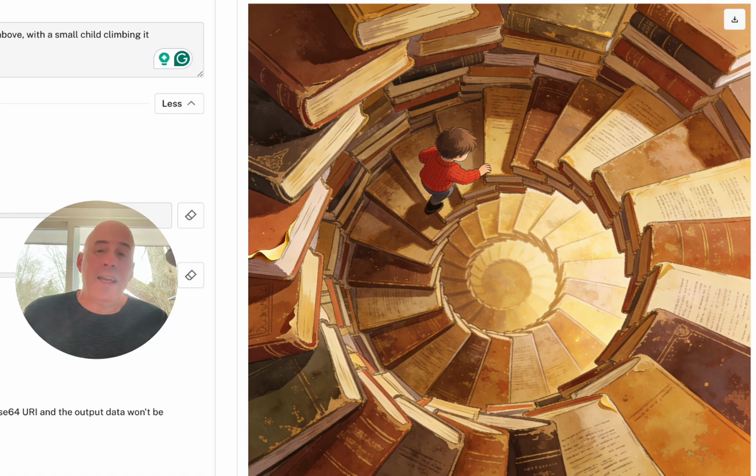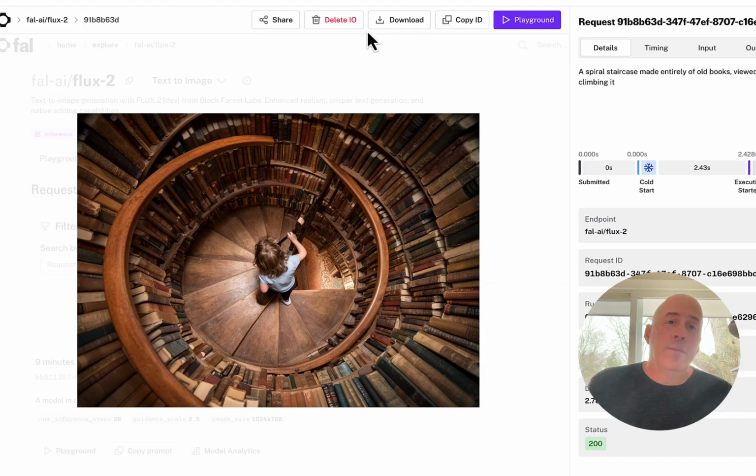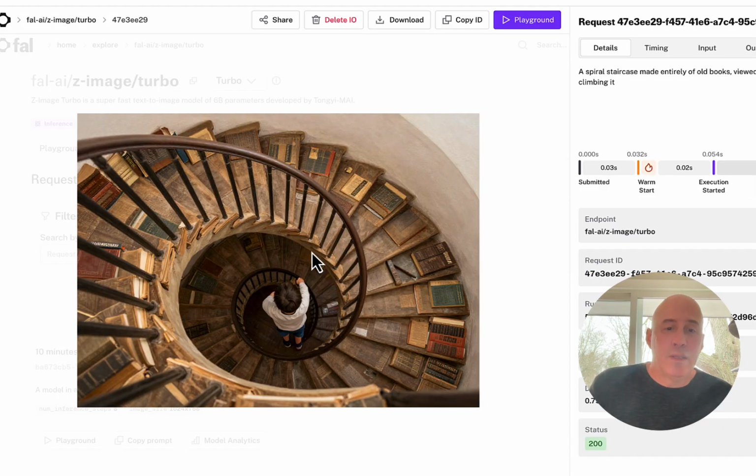So I think that Z image kind of won the day on this one. Although I will say that Flux.2 was more realistic in terms of the imagery. Even Z image was maybe a little illustrative here. Let's try another. This should be fun.